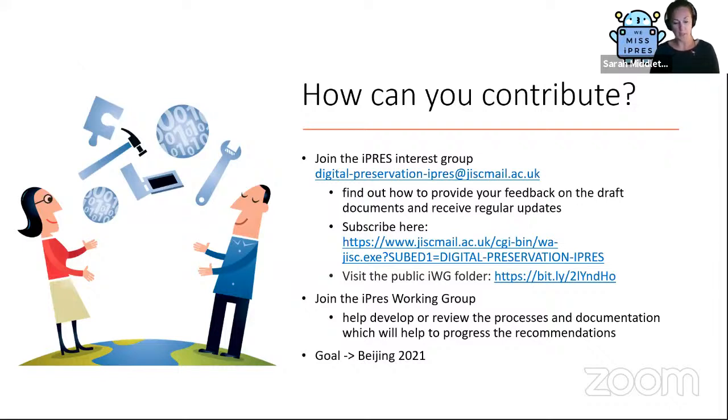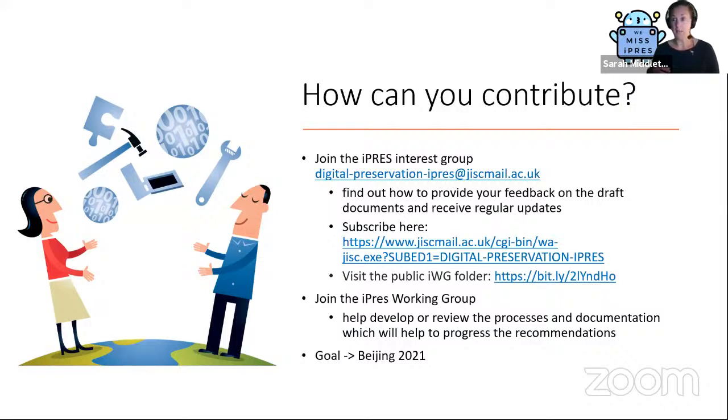So you can join the iPRES interest group, and I recommend you do that to find out how to provide your feedback on the draft documents. The email address is there, but the link to subscribe is also provided. It's a long, kind of complicated one, so I'll provide another way to do that in a minute. But through this email list, the iPRES working group will share regular updates, including an action plan for developing the rest of the recommendations, with the aim being to have all of this work complete by iPRES 2021 in Beijing.